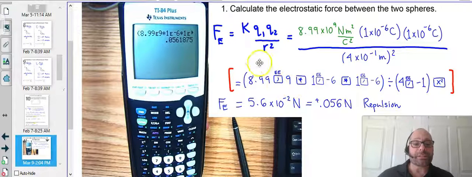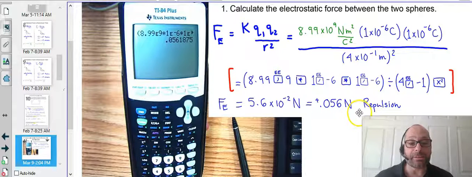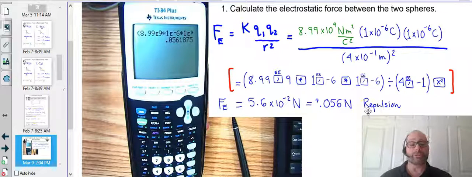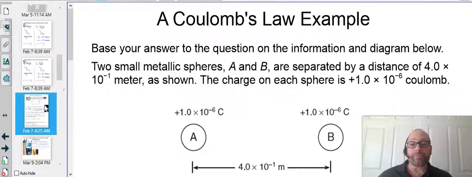But if you can get these first figures entered in correctly, you just repeat the process for all the numbers that you see in the longhand math. And when you hit enter, 0.056, and it's a positive value, which means repulsion. All right, that's the basic setup for a Coulomb's law example.